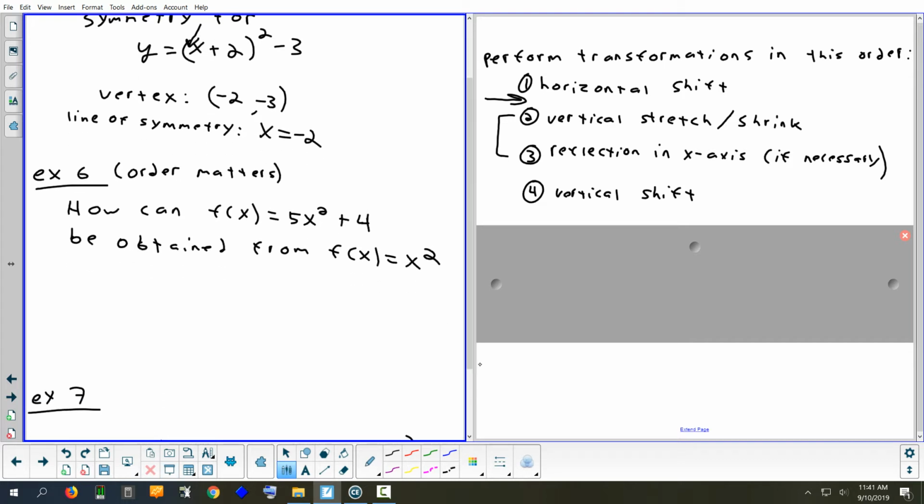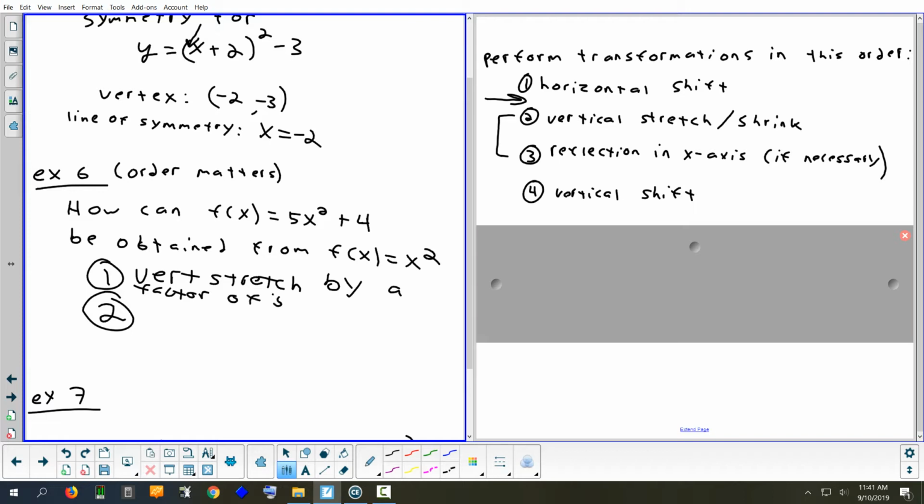So let's look at this one. How many transformations are happening to change x squared into 5x squared plus 4? 2. Is there a horizontal shift? No. Is there a vertical stretch or shrink? Yes. Which one? Vertical stretch. By how much? 5. Everything's stretched out 5 times as much.